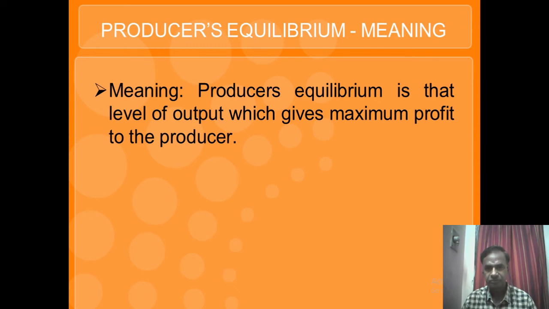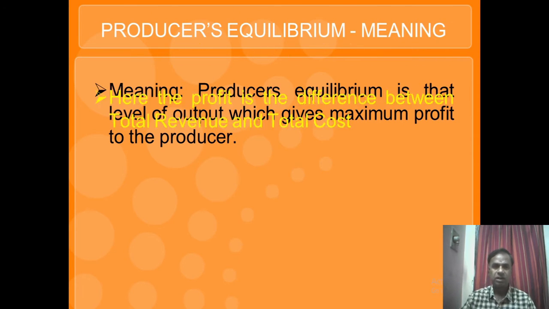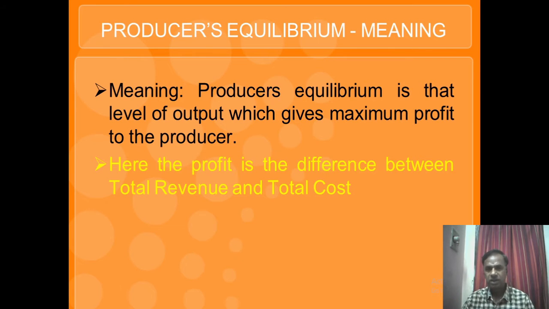Meaning, producer's equilibrium is the level of output where the producer gets maximum profit. The level of output where the producer is getting maximum profit is known as producer's equilibrium. And profit, I told you, is the difference between total revenue and total cost. So we calculate profit is equal to TR minus TC, that is, total revenue minus total cost.